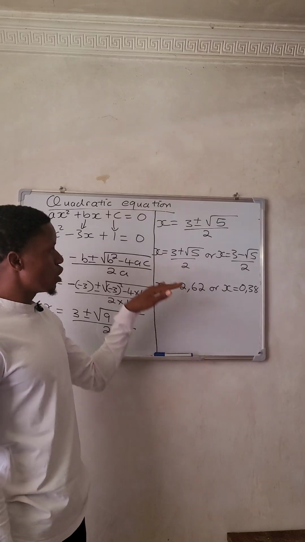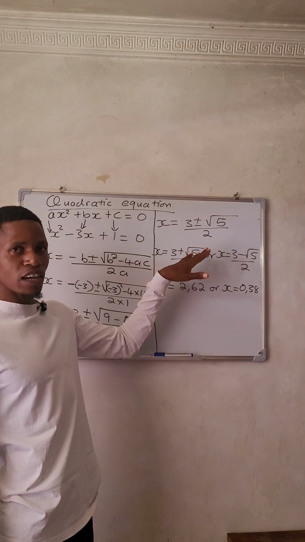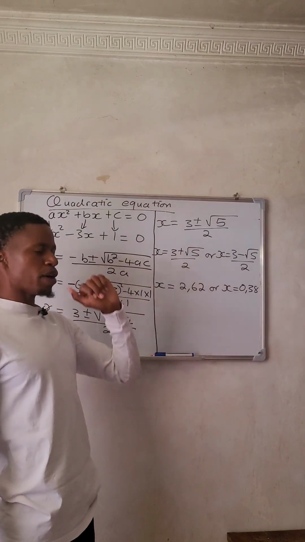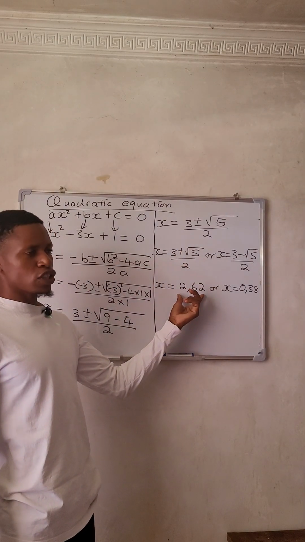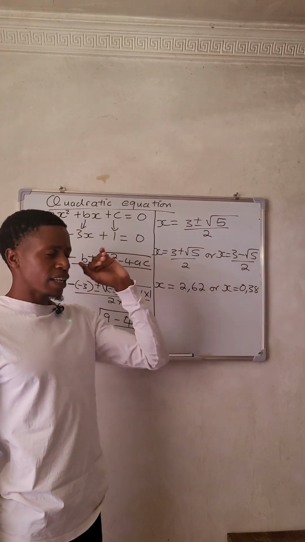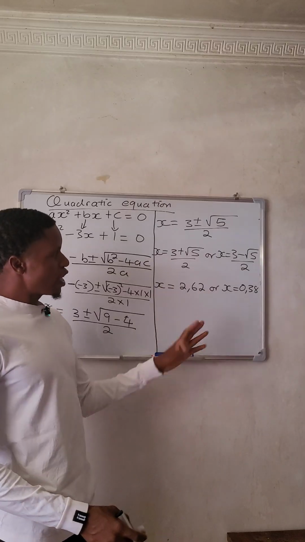So what do you do? You might have to punch 3 plus root 5. That is, if you do not have an advanced calculator, 3 plus root 5, you write your answer, you divide it by 2. That's how you get 2.62. Or 3 minus root 5, you get an answer, you divide it by 2, you get 0.38. And these are your answers.